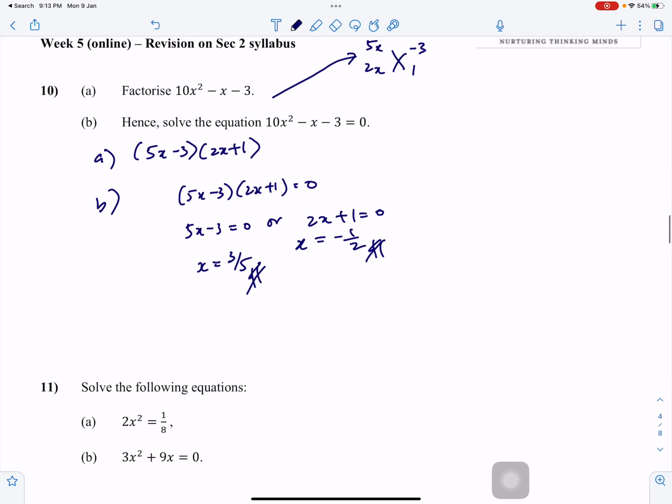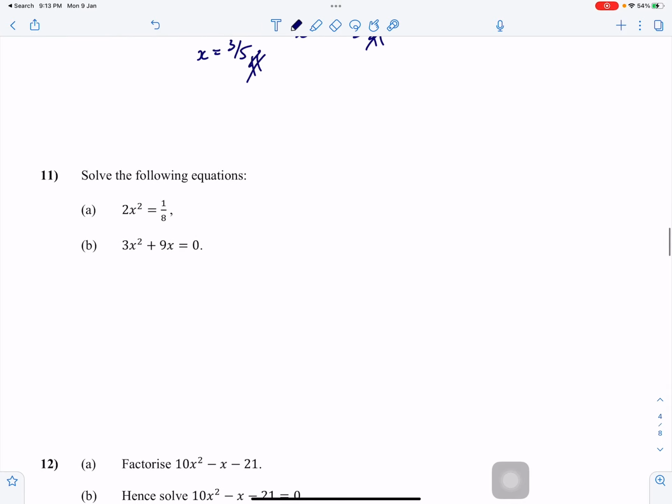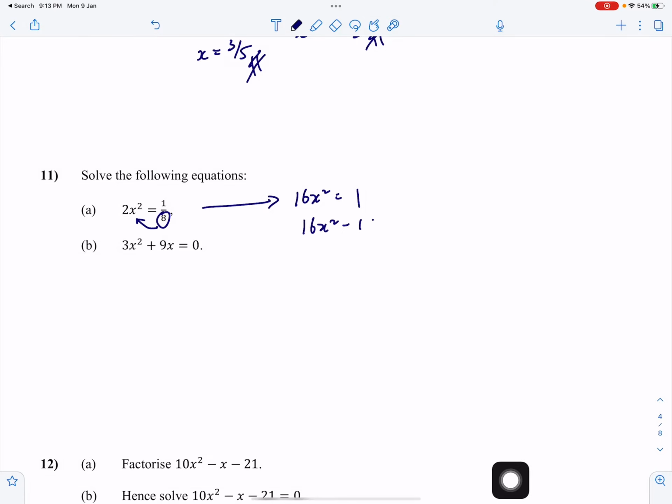Okay, moving right along, let's move on to question number 11. Now question 11 is a little bit different. You may say, hey, how do I move the other side? Actually, you move the 8 to the other side. If you move the 8 to the other side, it becomes 16x squared equals 1, and 16x squared minus 1 equals 0. And you will see that this becomes a squared minus b squared. So there you go. The more you practice, the better you get at identifying what to do.